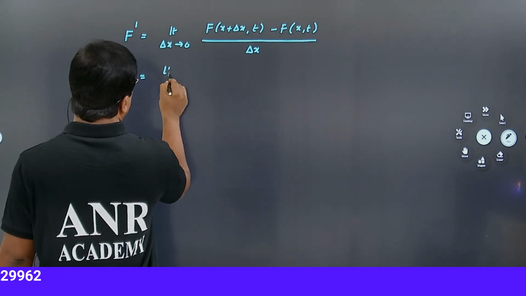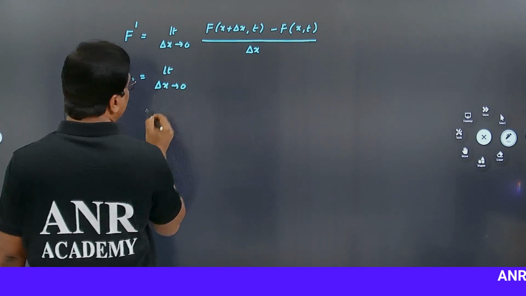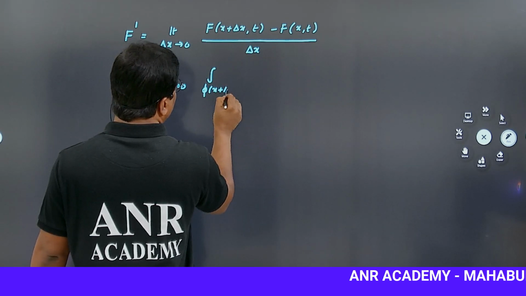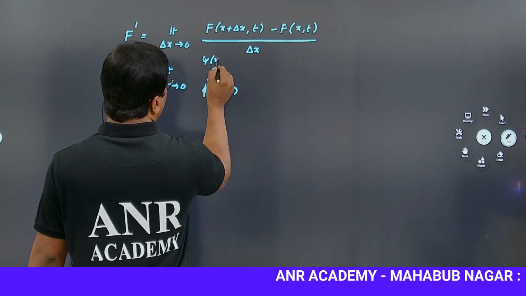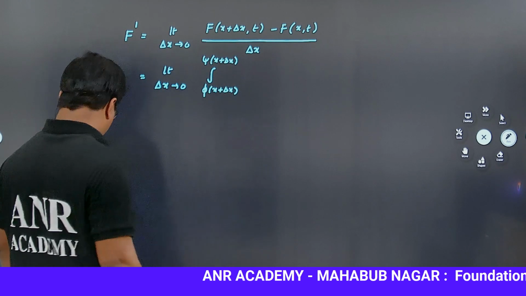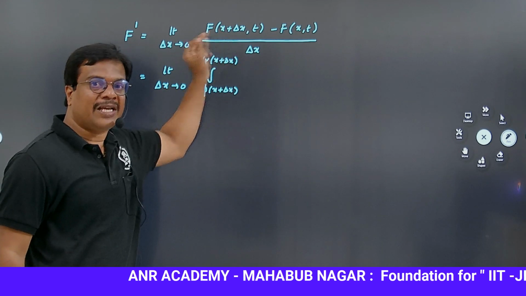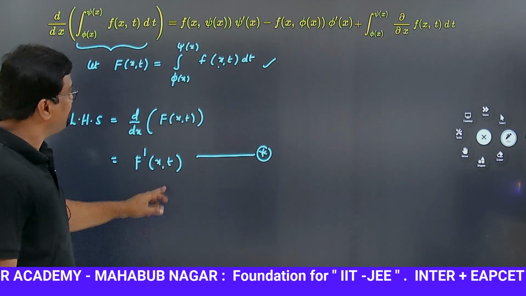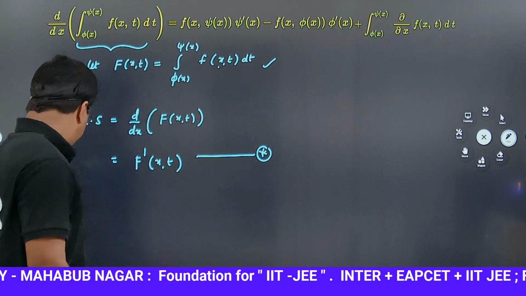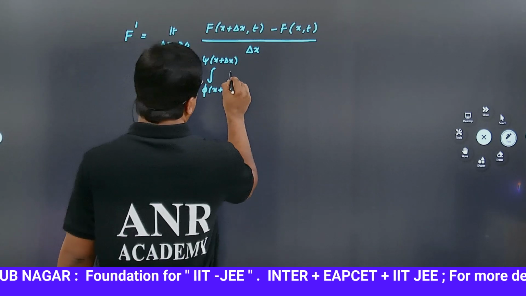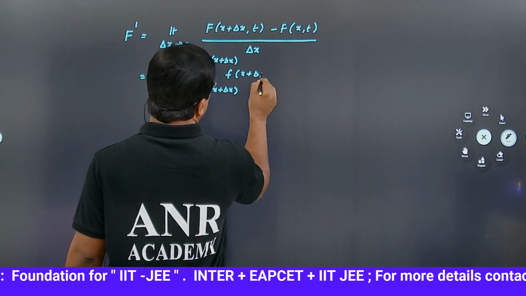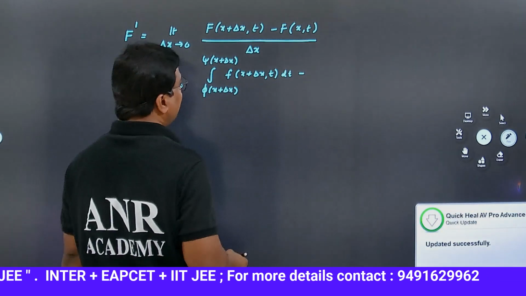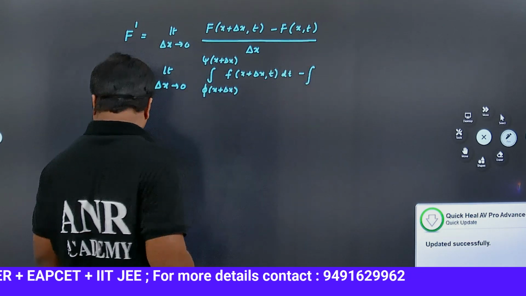This is clearly the limit as delta x tends to 0. It can be written as the integral from phi of x plus delta x to psi of x plus delta x, since here the first variable is x plus delta x, whereas for first variable x it is phi of x to psi of x. Next, the integral function is small f of x plus delta x comma t dt. Next, minus sign, the integral of capital F of x comma t.